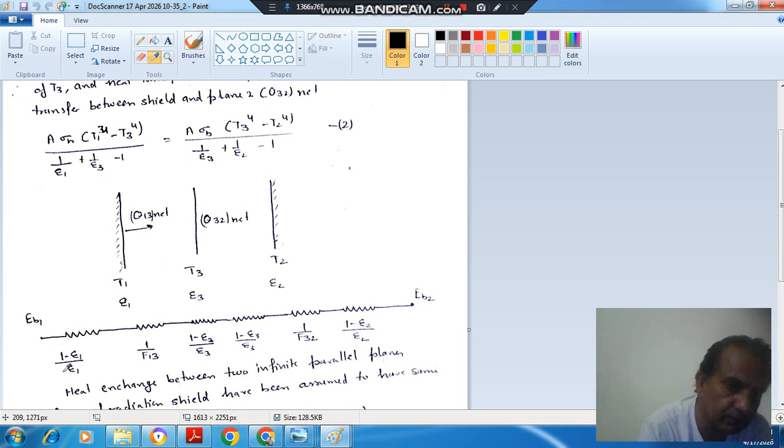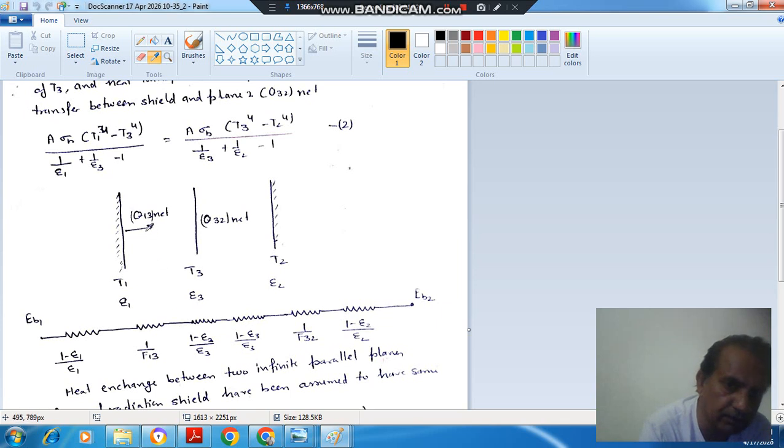For this part, the surface resistance is (1 minus epsilon 1) by epsilon 1. For this space, the space resistance is 1 by F13. For this part on the left side of the shield, the resistance will be (1 minus epsilon 3) by epsilon 3. For this part, on the right side, the resistance will be (1 minus epsilon 3) by epsilon 3, and the space resistance is 1 by F32. And for this, as this is receiving heat, its surface resistance will be (1 minus epsilon 2) by epsilon 2. So this is the total resistance circuit.